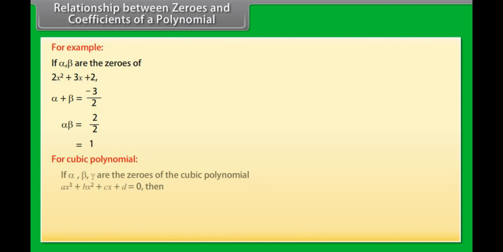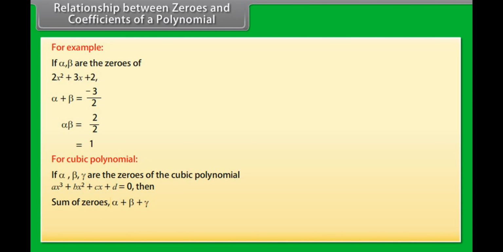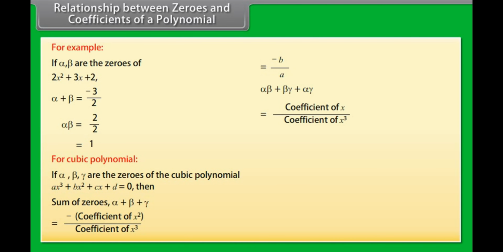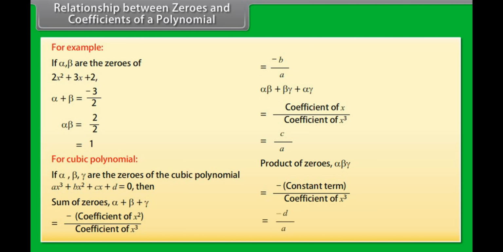For a cubic polynomial, if alpha, beta, gamma are the zeros of the cubic polynomial ax cubed + bx squared + cx + d = 0, then the sum of zeros, alpha + beta + gamma, is equal to minus the coefficient of x squared upon the coefficient of x cubed, which equals -b/a. Alpha beta + beta gamma + alpha gamma is equal to the coefficient of x upon the coefficient of x cubed, which equals c/a.